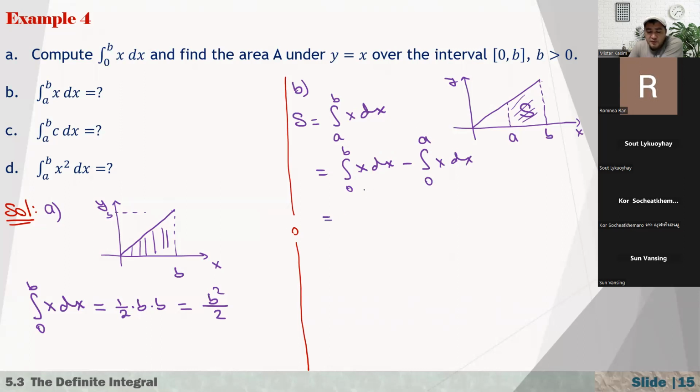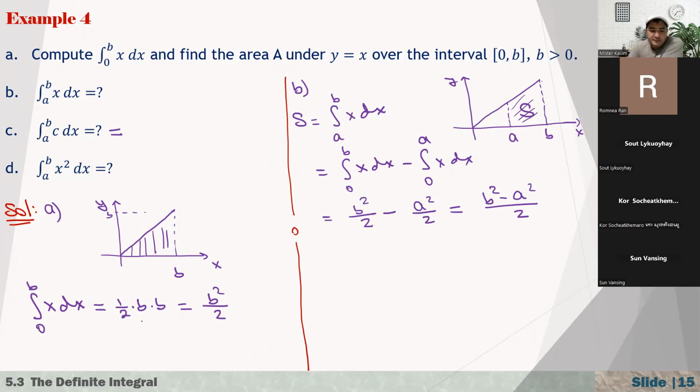Now, if you evaluate this, the first part from 0 to b, we have just found this. That's equal to b squared over 2 minus, and how about the integral from 0 to a? It's just, instead of b, now we have a. That's equal to a squared over 2. So this definite integral is equal to b squared minus a squared over 2. In a similar way, we can evaluate the integral from a to b of c dx.